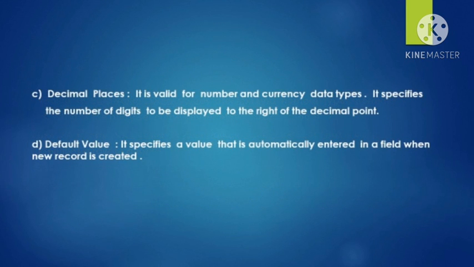The next slide contains the next part of questions and answers. C. Decimal places. It is valid for number and currency data types. It specifies the number of digits to be displayed to the right of the decimal point. D. Default value. It specifies a value that is automatically entered in a field when a new record is created.